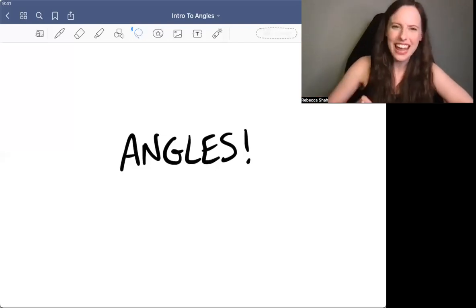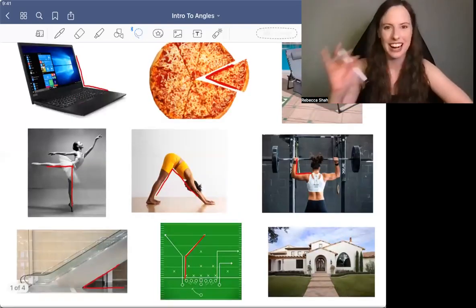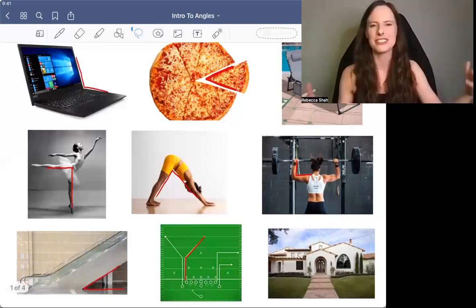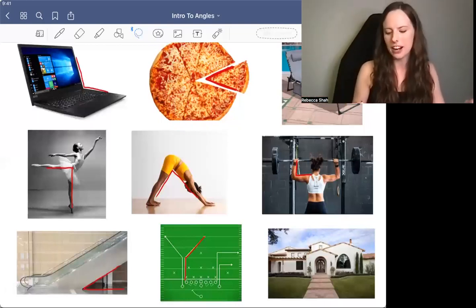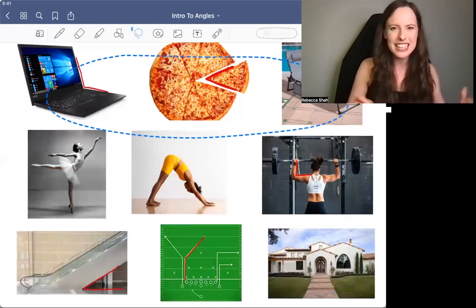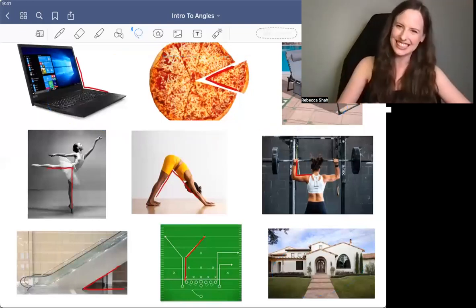Today we're talking about angles. Now, I'm sure if you look around, you can find loads of examples of angles in the real world. We see them in architecture, in the products we use, even our own bodies. So let's get into it.